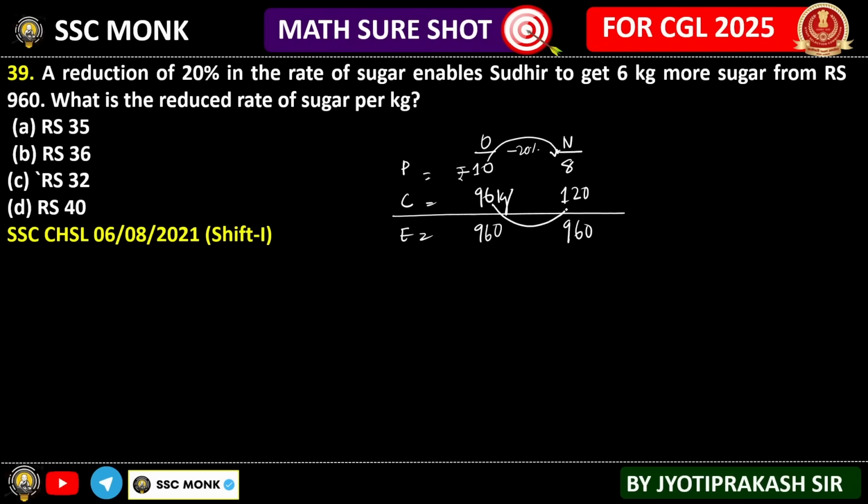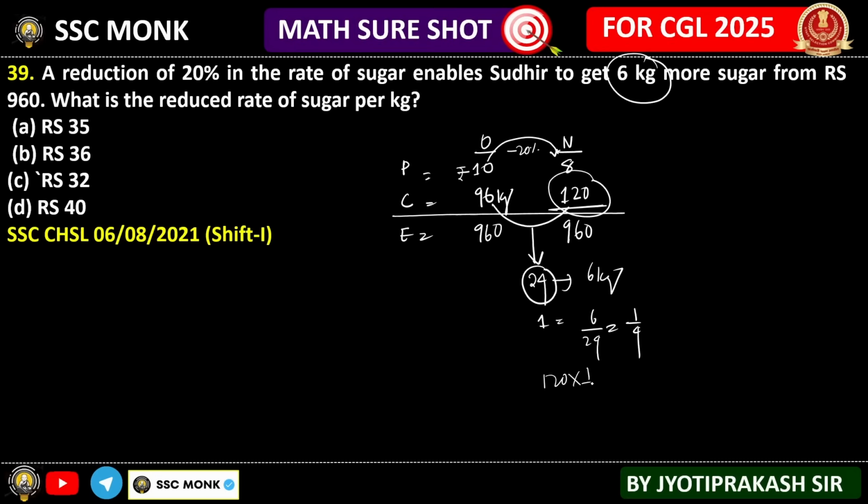So this increment, that is equal to what? 24. So this 24 part is equal to what? 6 kg more. So if 24 parts is equal to 6 kg, one part is equal to what? 6 by 24, that is equal to 1 by 4. And 120 kg here, because we have taken this assumption. So at the new price he is consuming 120 kg. So 120 kg into 1 by 4 is equal to what? 30 kg.